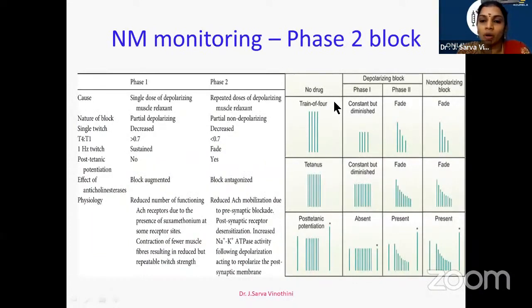So how can we judge if the patient is in phase 1 or phase 2 block? For that, we have to do the neuromuscular monitoring only. If we do the neuromuscular monitoring, we can see the phase 2 block resembles your non-depolarizing block. We have fade in response to train of 4 and tetanus, and we also have post-tetanic potentiation. This phase 2 block is mainly because of the receptor desensitization and also the action of scolin on the presynaptic acetylcholine receptors, which aid in the mobilization of the acetylcholine vesicles.